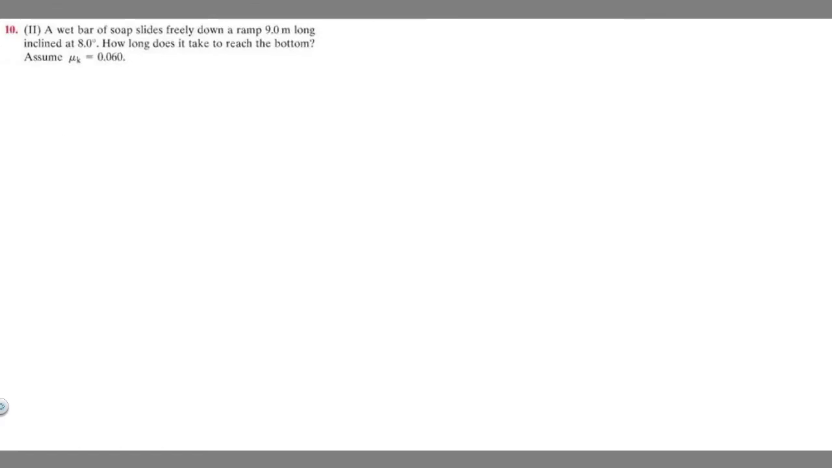In this problem, we're told a wet bar of soap slides freely down a ramp 9 meters long, inclined at 8 degrees. How long does it take to reach the bottom? Assume mu sub k is equal to 0.06.